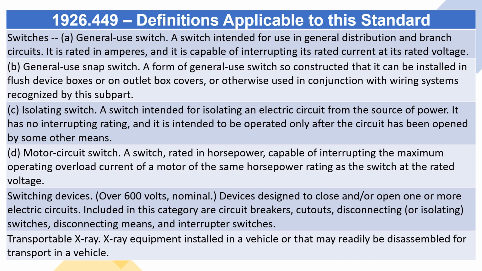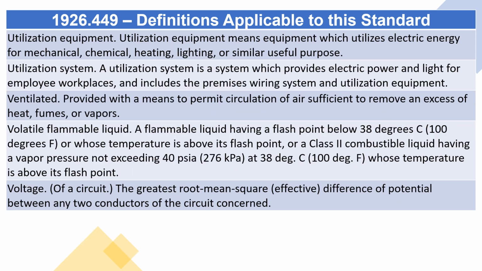Transportable X-ray. X-ray equipment installed in a vehicle or that may readily be disassembled for transport in a vehicle. Utilization equipment. Utilization equipment means equipment which utilizes electric energy for mechanical, chemical, heating, lighting, or similar useful purpose. Utilization system. A utilization system is a system which provides electric power and light for employee workplaces, and includes the premises wiring system and utilization equipment. Ventilated. Provided with a means to permit circulation of air sufficient to remove an excess of heat, fumes, or vapors.